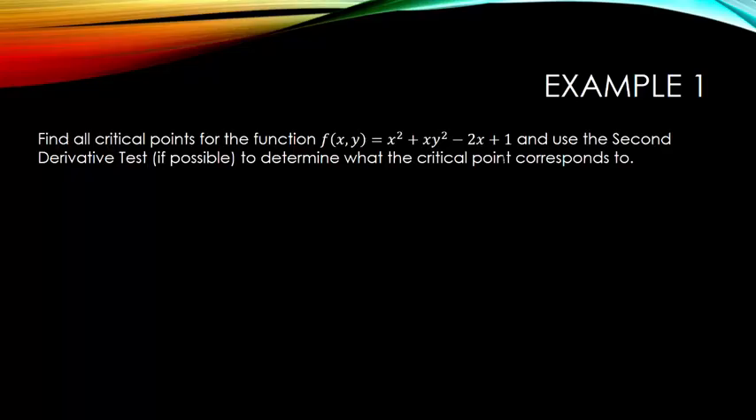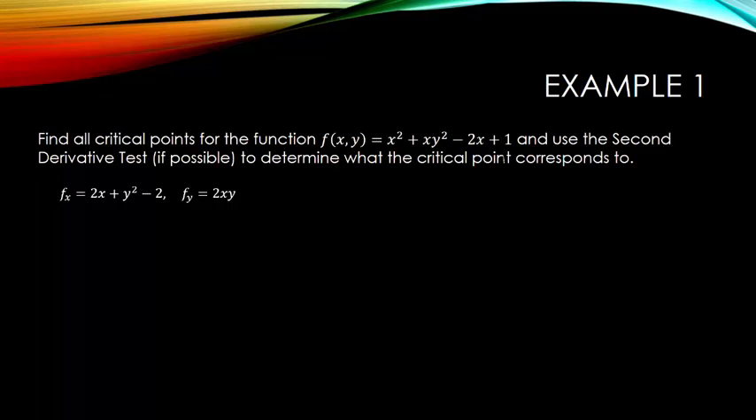I want to find all critical points for the function f(x, y) equals x squared plus x y squared minus 2x plus 1. And then I want to use the second derivative test, if possible, to determine what the critical points correspond to. fx is equal to 2x plus y squared minus 2. fy is equal to 2xy.